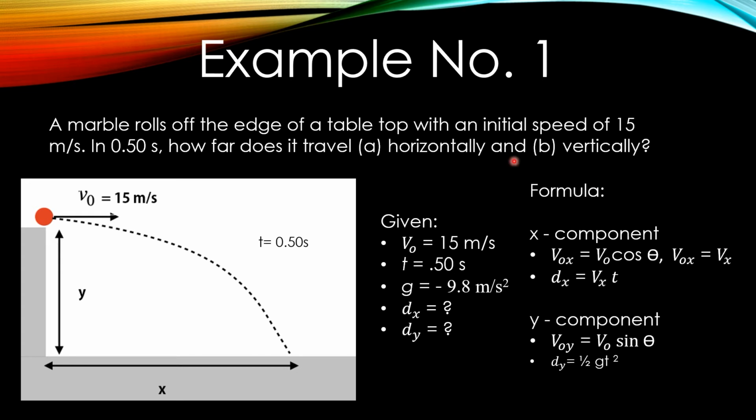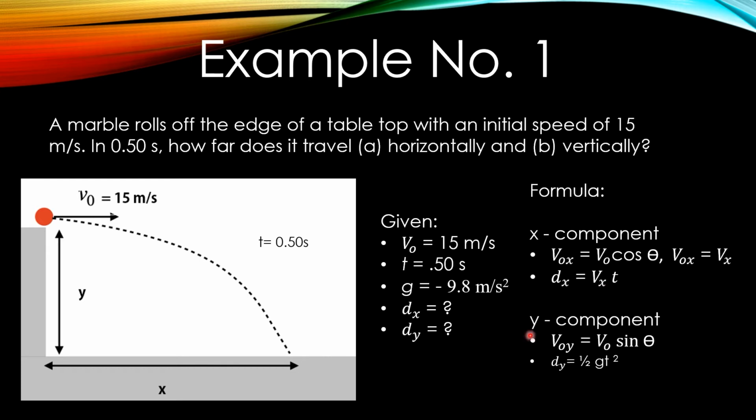Of course, we have two components, horizontal and vertical components. Therefore, the formulas will be different from each other. So, for the horizontal component, we are going to use the formula Vox is equal to initial velocity cosine theta. Take note that the initial horizontal velocity is equal to the instantaneous horizontal velocity. We also have the formula for the horizontal displacement, in which dx is equal to instantaneous horizontal velocity times time.